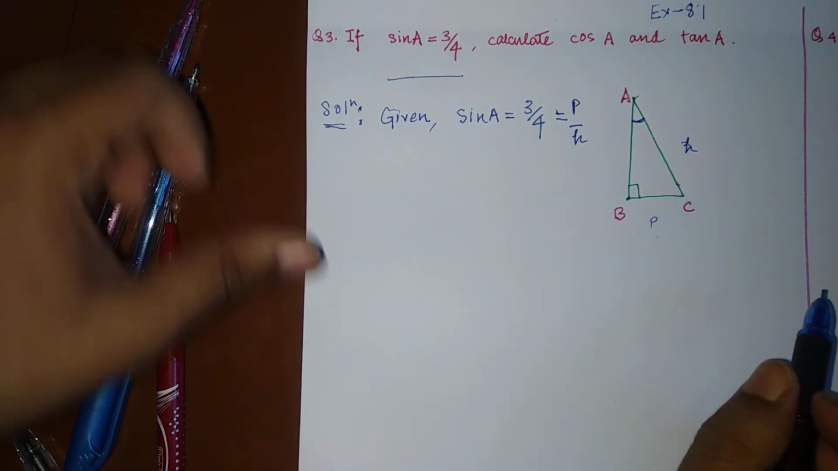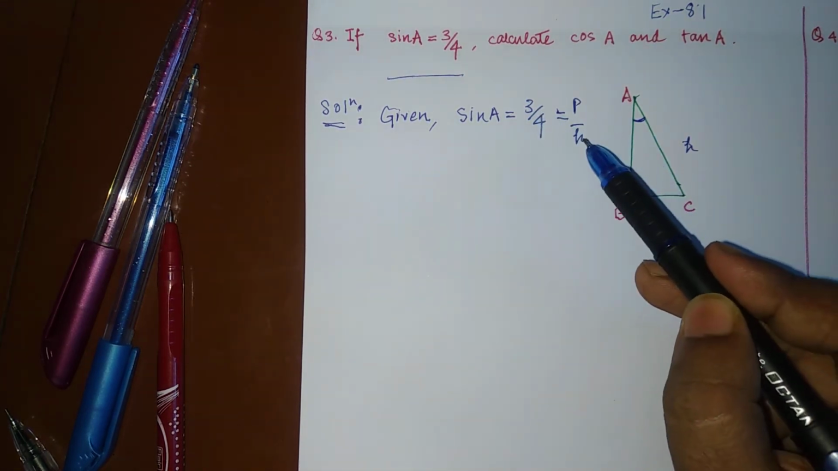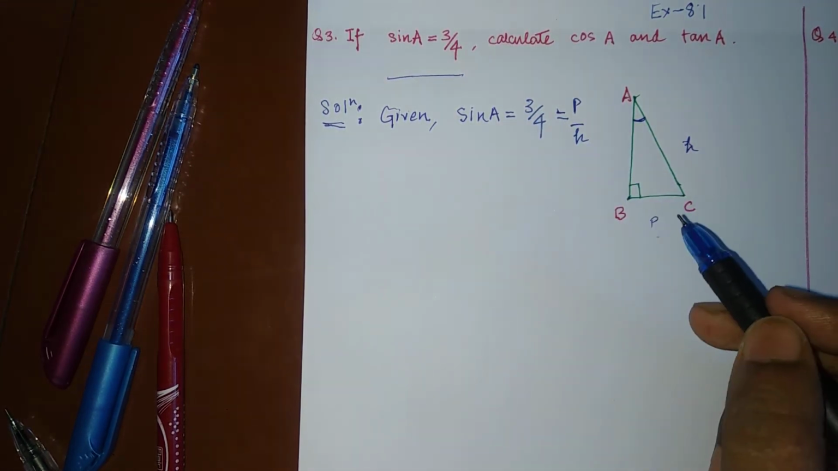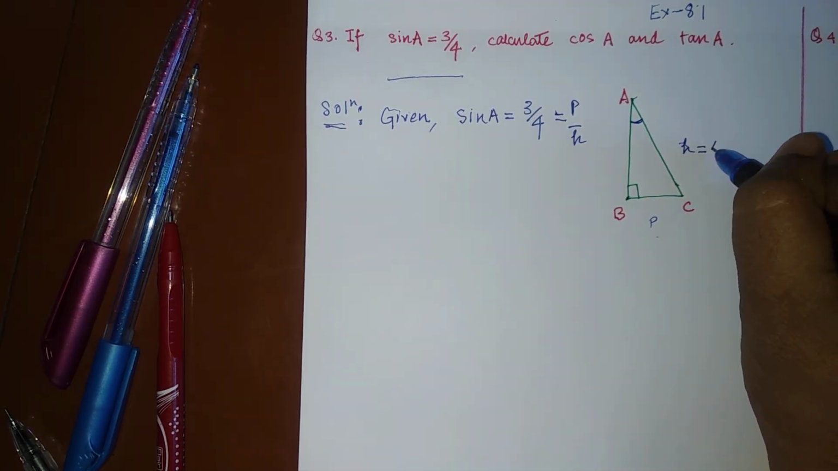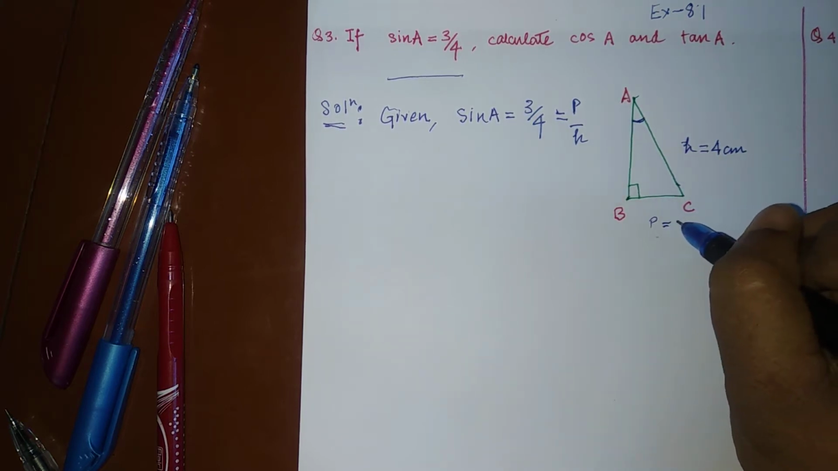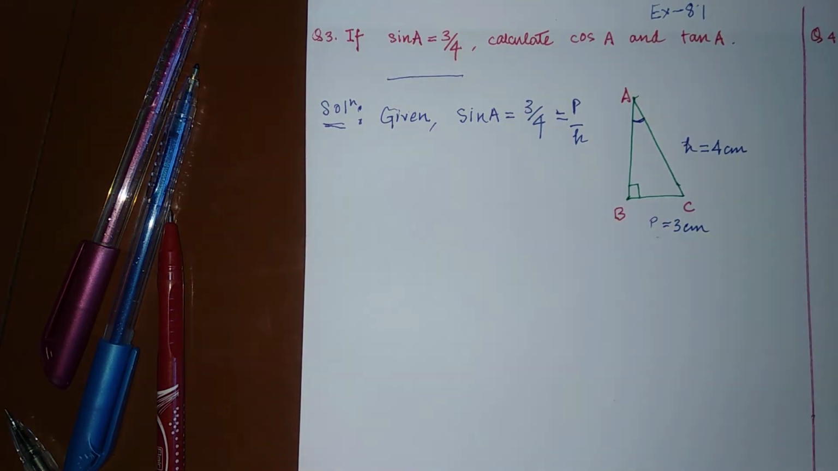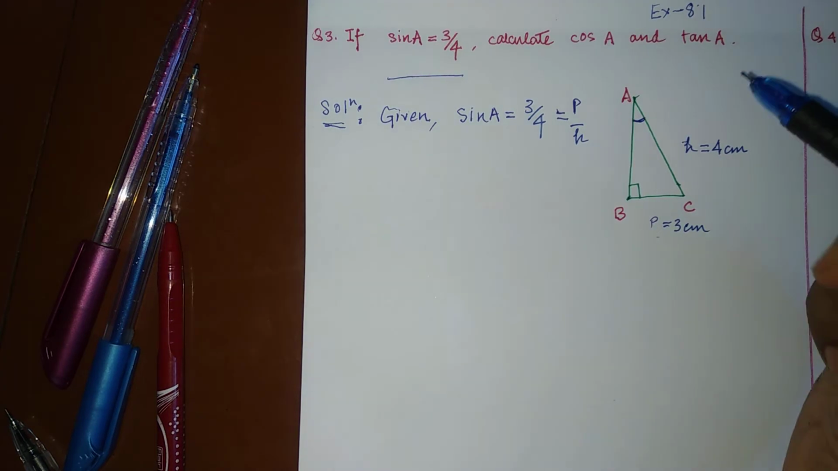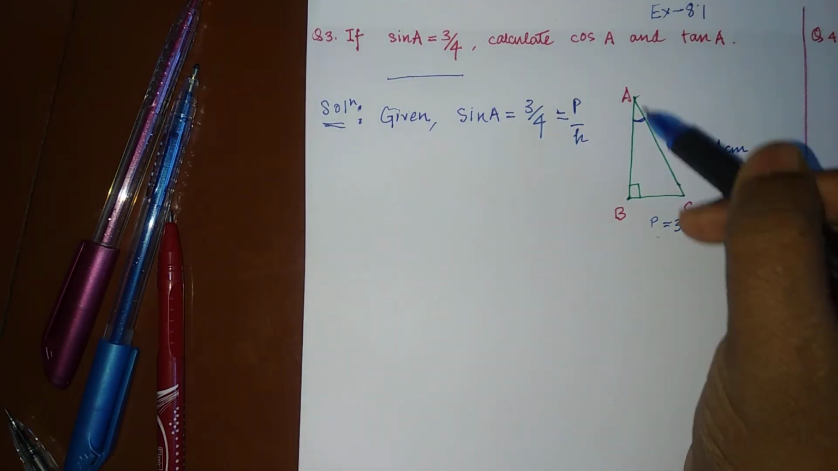So now equate the perpendicular with 3 cm and hypotenuse with 4 cm. Okay, so write H is equal to 4 cm and the perpendicular is equal to 3 cm. Perpendicular means the side BC, 3 cm. So now you are left with only one unknown side, AB. Find this side.